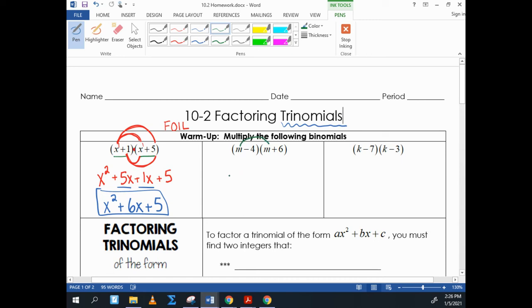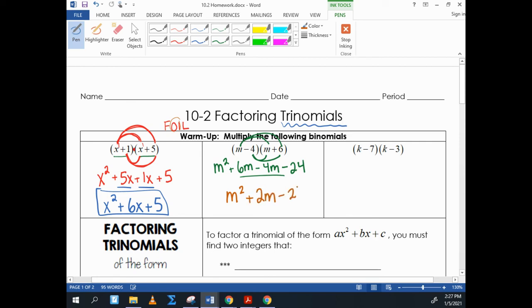So let's go ahead and do this. M times m gives me my m squared. M times 6 gives me my 6m. Then we're going to distribute our negative 4 times m. So I've got a negative 4m. And negative 4 times positive 6 gives me a negative 24. Okay, go ahead and combine those middle terms right there, our like terms. It's always going to be your outside and your inside terms combined right there. So those terms, 6m minus 4m, is going to be a 2m.